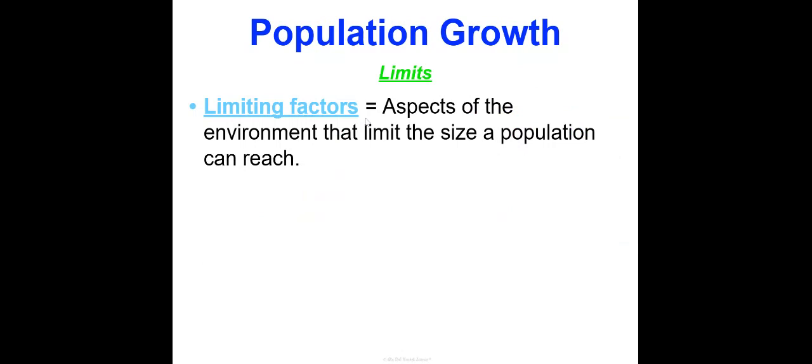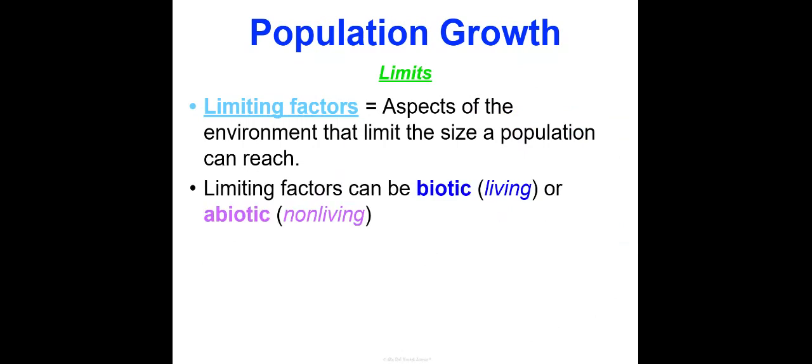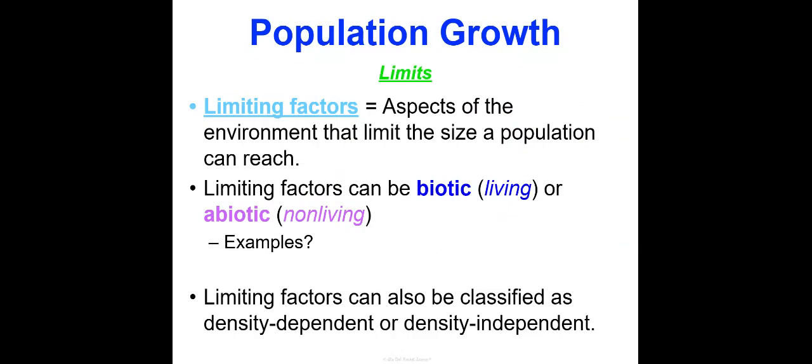Limiting factors limit how much a population can grow. And these factors can be living, which would be biotic, or non-living, which would be abiotic. We definitely talked about plenty of examples in class. So a biotic limiting factor could be disease. An abiotic limiting factor could be climate.